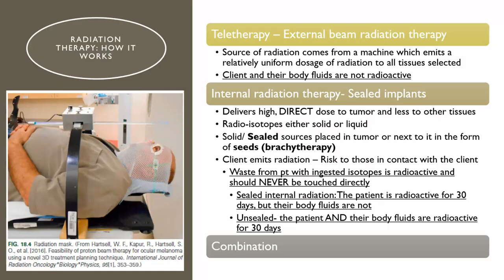Where internal radiation, you can have a sealed or unsealed internal radiation. Sealed means that it's like a seed. You could swallow it in a capsule, or they can open up the area and implant it into that specific site. This means that the patient is going to be radioactive, but their body fluids are not going to be radioactive. Unsealed, that is more of a fluid, and the fluid's going to go in and it must come out, so your fluids are also going to be radioactive.